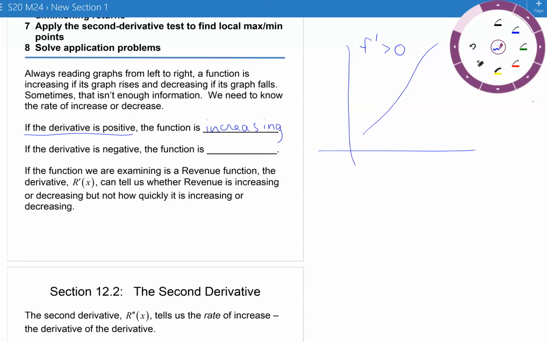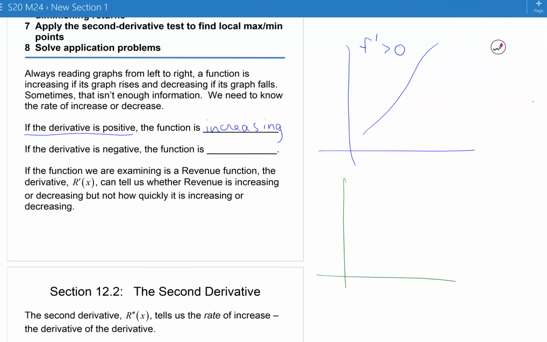So then we also know that the opposite is true, that if the function is falling from left to right, then we say it's decreasing, and if the derivative is negative, the function is decreasing, and if the function is decreasing, its derivative is negative.